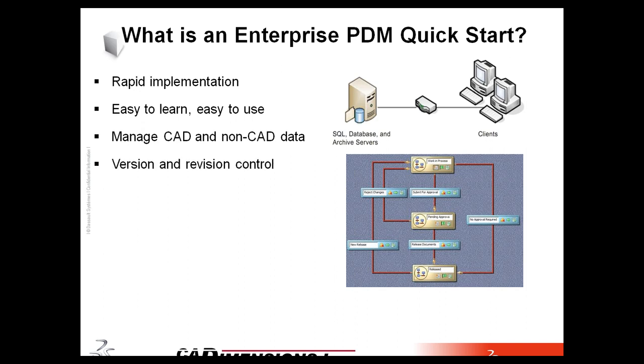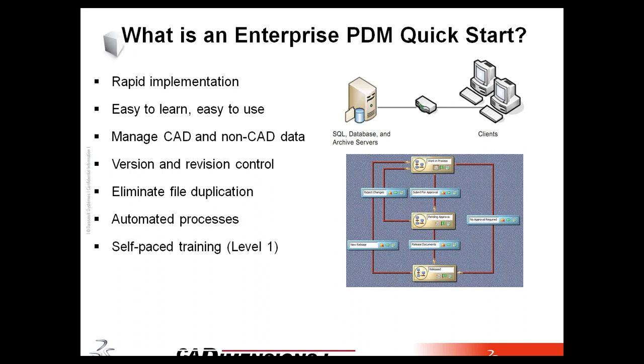The other thing that we're going to be looking at is both version and revision control. The basic difference between the two is that revision control needs to go through an approval process, whereas version control is just a copy that you have decided to check into the vault. One of the other big issues that a lot of our non-PDM customers encounter is file duplication, and we're going to look at how to eliminate having files of the same name stored in your system. We're also going to be looking at the workflow processes within Enterprise PDM.